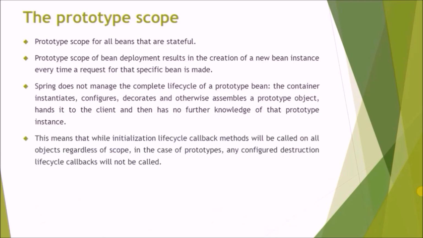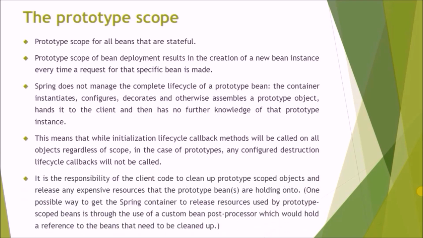This means that while initialization lifecycle callback methods will be called on all objects regardless of scope, in the case of prototypes, any configured destruction lifecycle callbacks will not be called. It is the responsibility of the client code to clean up prototype scope objects and release any expensive resources that the prototype beans are holding onto. One possible way to get the Spring container to release resources used by prototype scoped beans is through the use of a custom bean post processor, which would hold a reference to the beans that need to clean up.